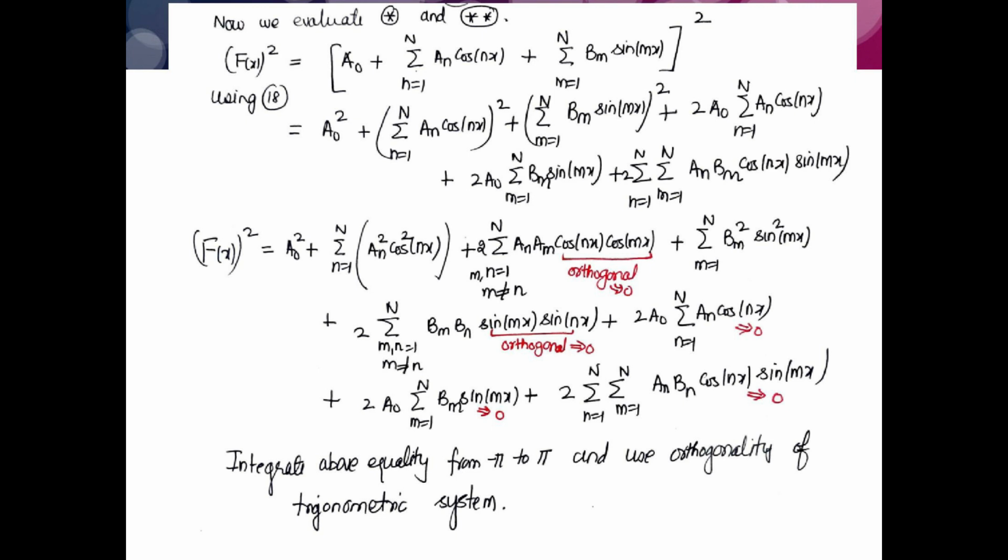While simplifying this, we will use the property that the trigonometric system is orthogonal. So I have marked the expression. We use orthogonality, and after integration from minus pi to pi, all these expressions will be 0.